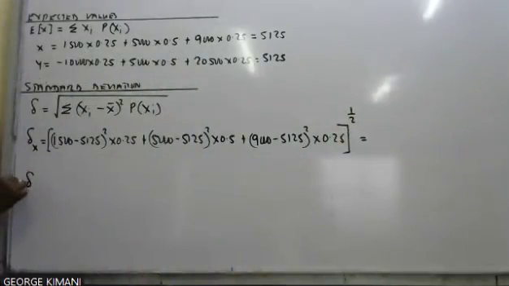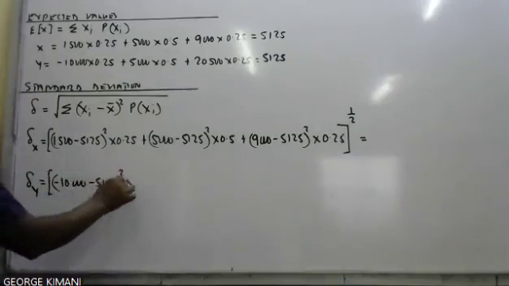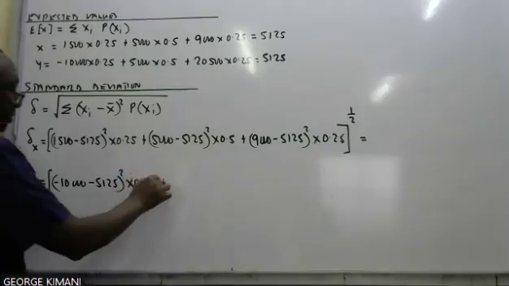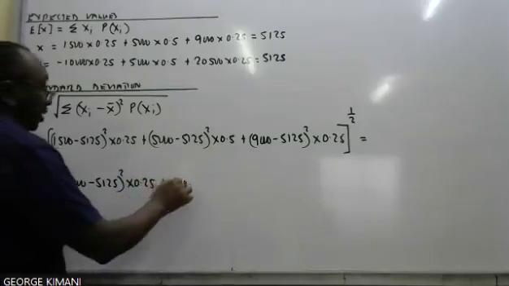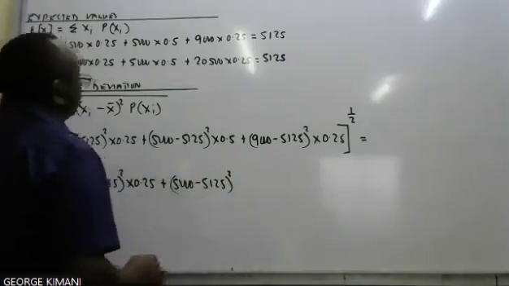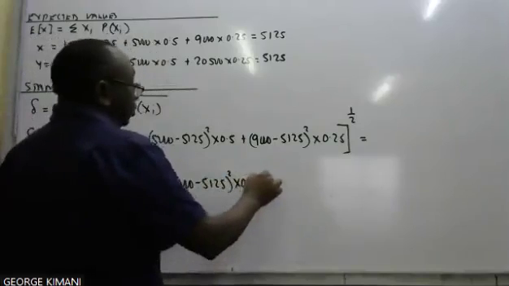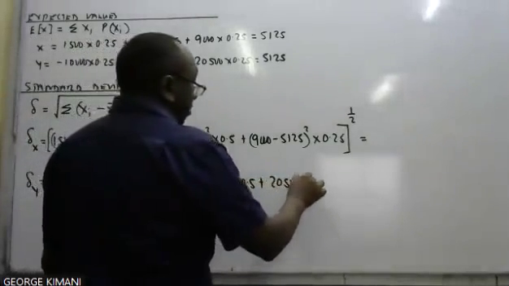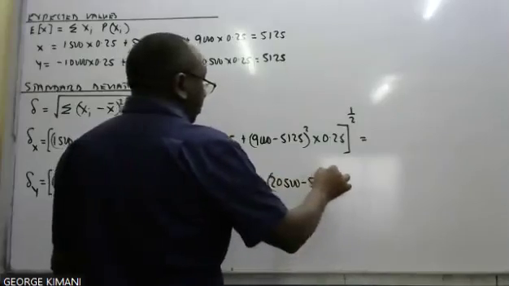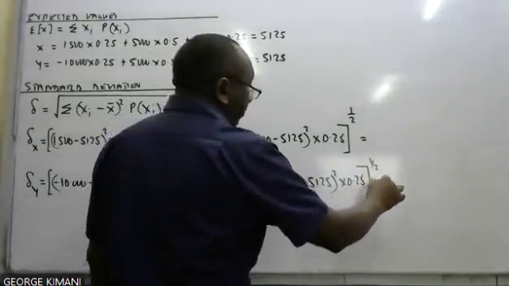You do the same thing with Y. It is going to be minus 10,000 minus 5125, squared, multiplied by 0.25, plus 5,000 minus 5125, squared, multiplied by 0.5, plus 20,500 minus 5125, squared, multiplied by 0.25, you raise to power half, and you get the square root.